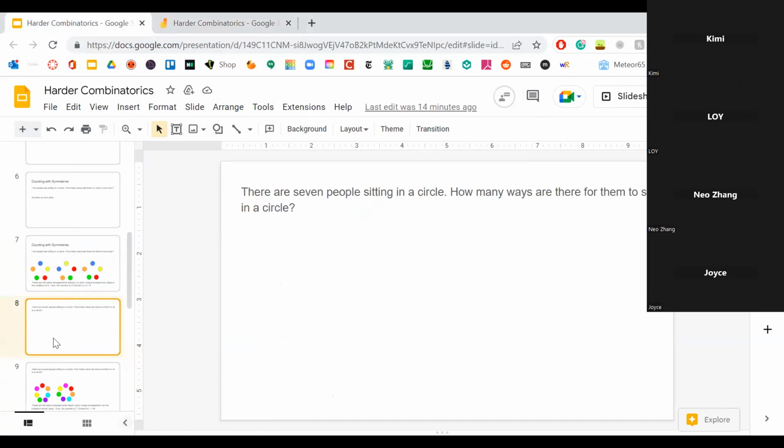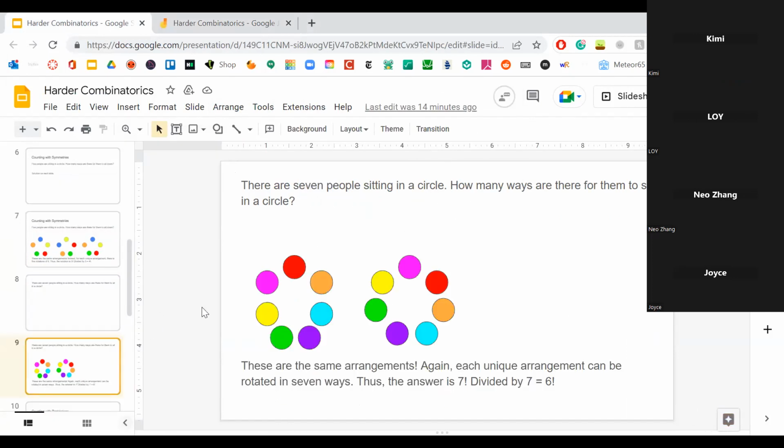Oh, so that was the problem here. So again, here's another visualization of that. See, they're rotated here, but they're all next to the same people. So that's again overcounting. So we don't want to count this one here.